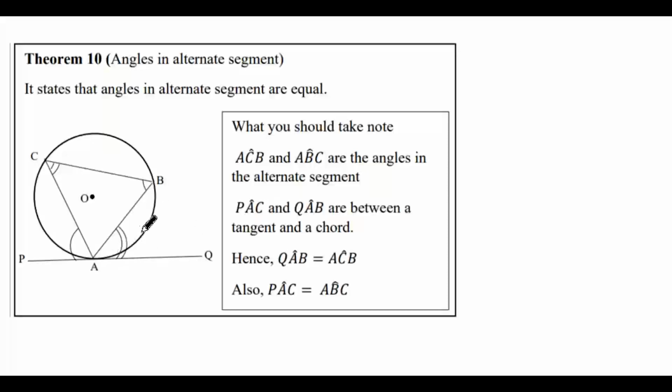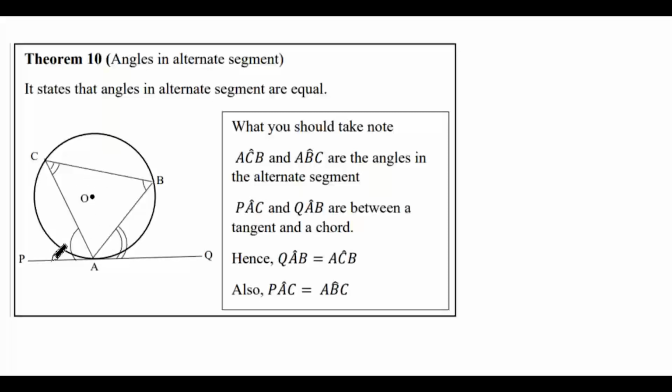So look at chord AB and tangent PAQ. This angle is between this chord and this tangent. So when you have an angle between a chord and a tangent, the next thing you should do is to look for the angle that will be in the alternate segment. Okay, so let's look into the first one.